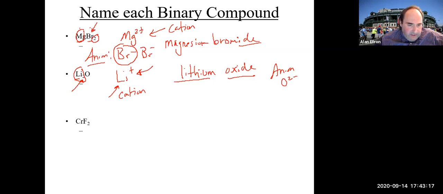And lastly here, Cr and F, and Cr is a metal, and F is a nonmetal.